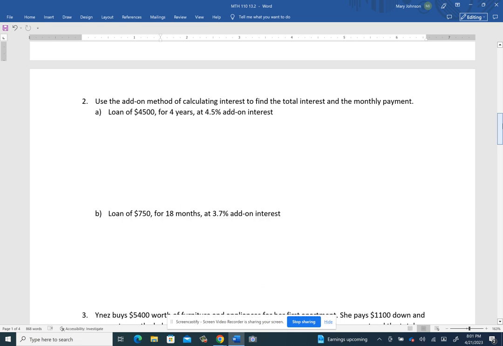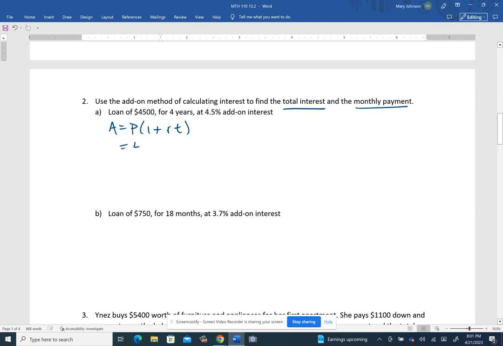So this question says use the add-on method of calculating interest to find the total interest and figure out the monthly payment. All right, the loan was for $4,500. It was for 4 years at 4.5% add-on interest. So we could use that formula. Let me write it down again here.